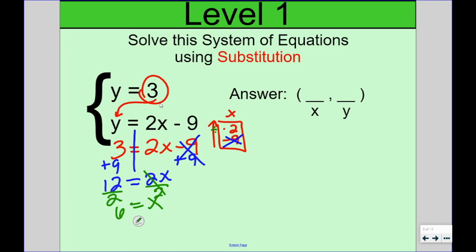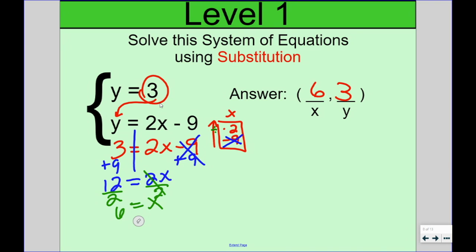So we have now solved the x part of our answer here. Our answer will be in ordered pairs, an x and a y, and we say that x is 6. We already started off with knowing our y is 3. So the point (6, 3) is a solution to these two equations.